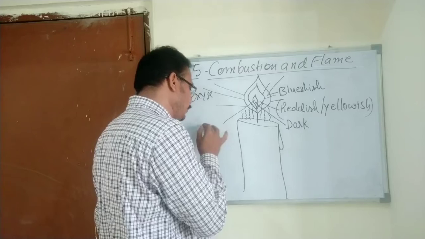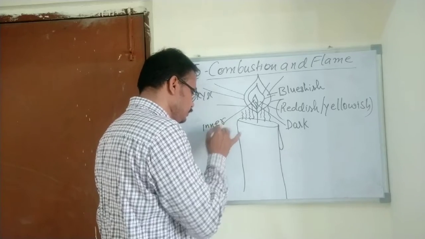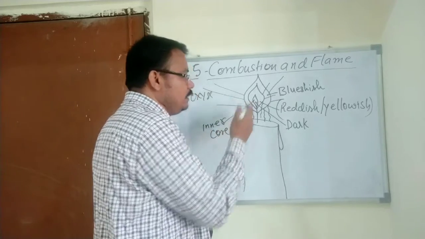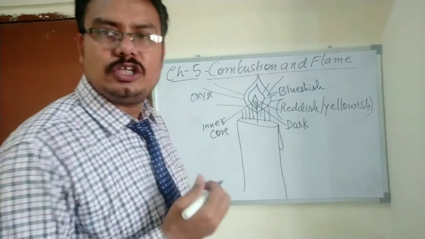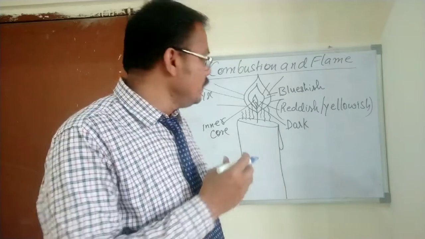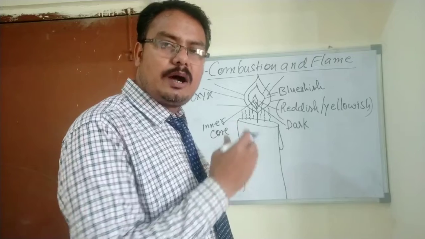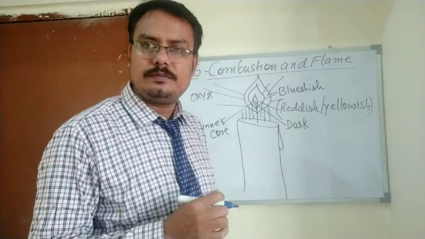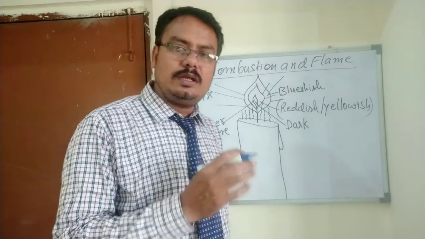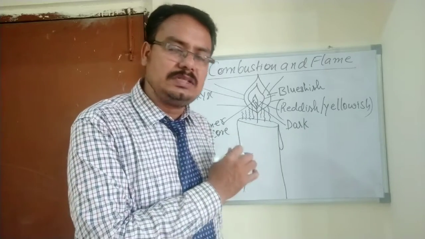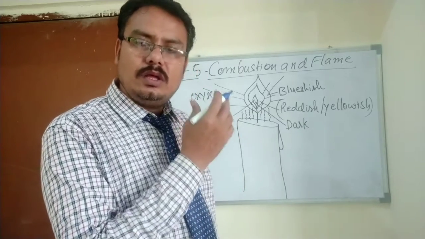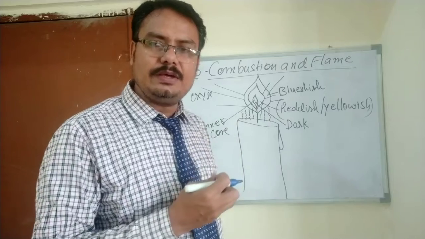And in the very inner core, up to here the oxygen is not reaching. That's why this part of the flame is totally dark. Okay, student, if you observe this candle very closely, you will understand what I am explaining here.